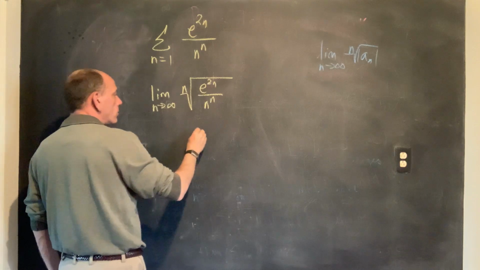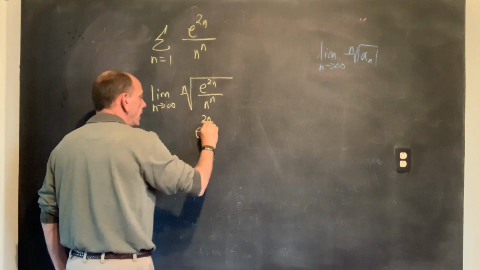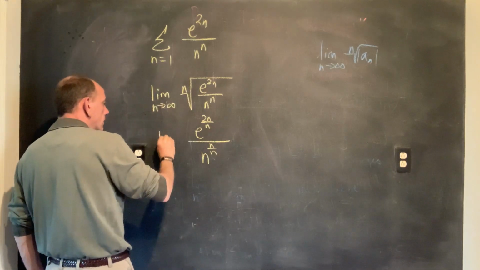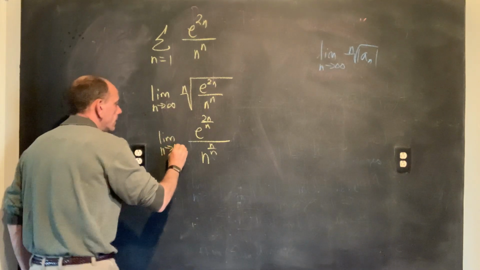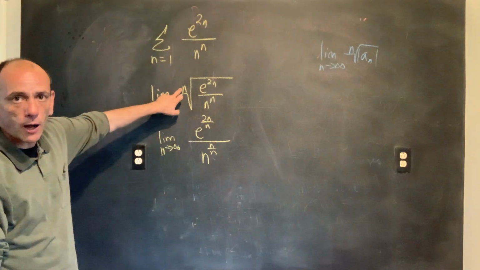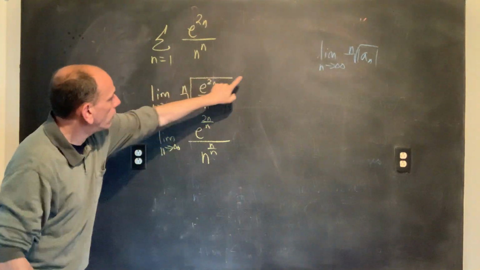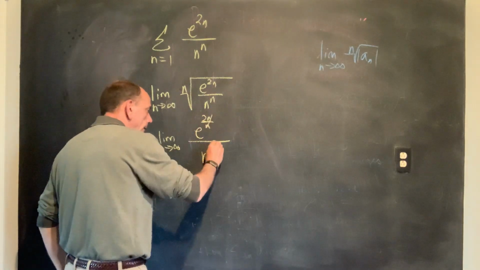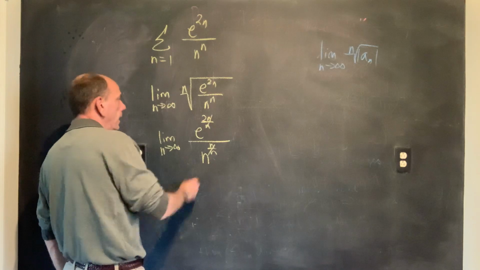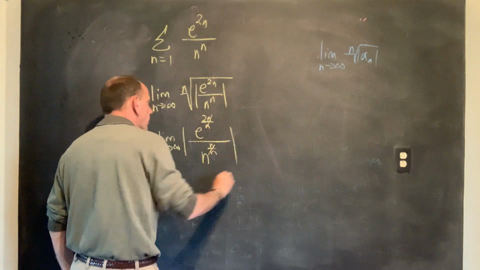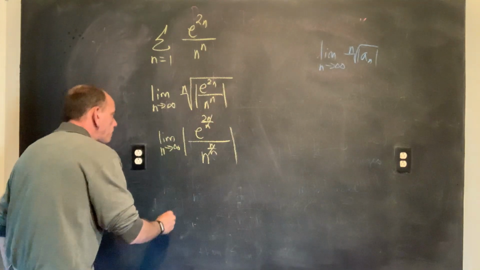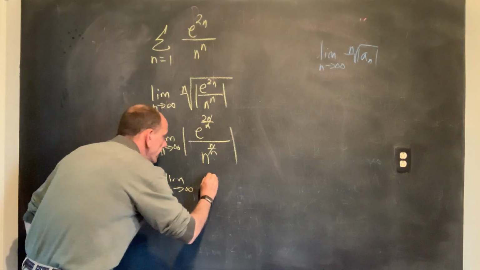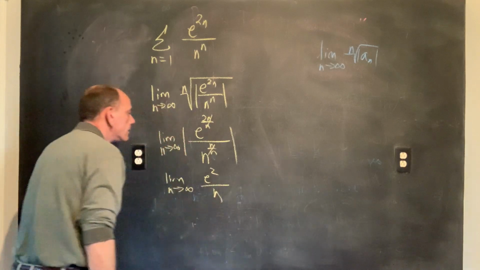Well, by our power rules, this is the limit as n goes to infinity of e to the 2n over n to the n, all to the 1 over n, right? Because this is a rational power, 1 over n power, and the power of a quotient says that I can distribute it through. And it's just going to get rid of all this. All those nth powers are just gone. Actually, strictly speaking, I need the absolute value here, but okay. The limit as n goes to infinity of e squared over n.